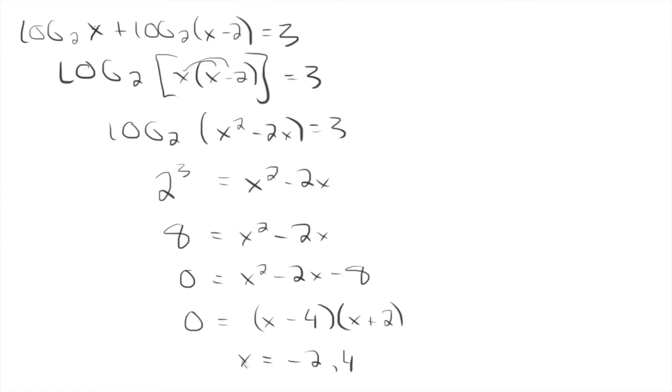So if I plug a negative 2 in here for x, I get the log of negative 2, so that solution is not valid. If I plug a 4 in for x, that's positive, and if I take 4 minus 2, that's positive, so my solution is x equals 4. And that's my final answer.